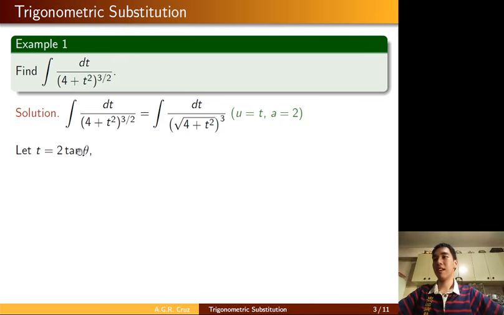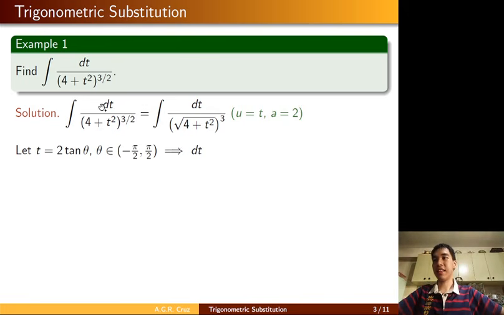Okay? Pero again, where does your theta belong to? Your theta belongs to the open interval from negative pi over 2 to pi over 2, no? Remember, it's open kasi non-defined si tangent theta at negative pi over 2 and at pi over 2. Okay, what's our goal now? Our goal now is to express this integrand in terms of theta ngayon, no? So yung dt, we need to express that in terms of theta. Yung 4 plus t squared, we need to express that as well in terms of theta. Okay? So let's do that.